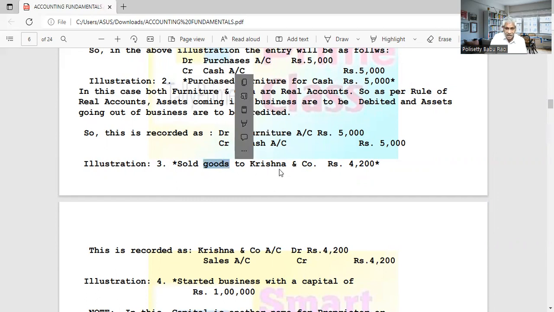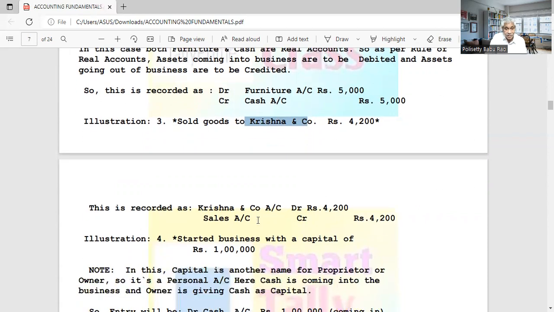So Krishna account is to be done. What to do with Krishna account? We are selling goods to Krishna and Co., so Krishna and Co. is receiving from us. This is a personal account and this is a real account. What is the rule of personal account? Debit the receiver. Krishna and Co. is the receiver, so Krishna and Co. account is to be debited.